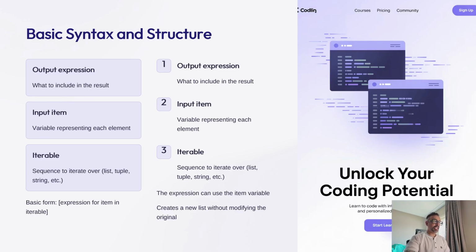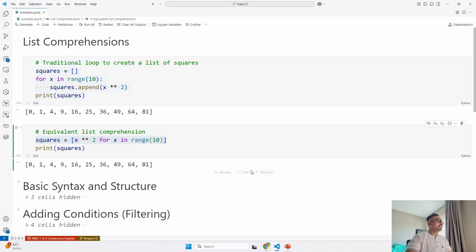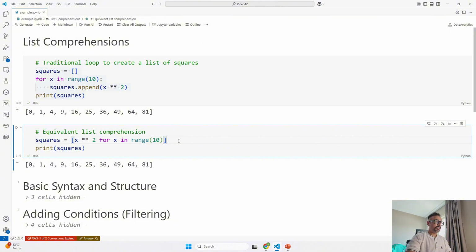So the basic syntax of comprehension consists of a square bracket containing an expression followed by a for clause. So the expression defines what will appear in the output list for each item in the input iterable. So list comprehensions, as we spoke about, let's understand what exactly it is. It consists of square brackets. So first you define the square brackets.